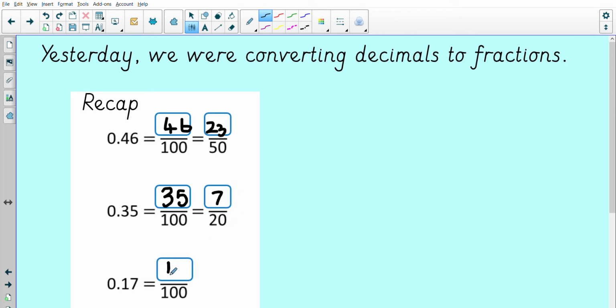0.17 is the same as 17 hundredths. There are no factors which go both into 17 and 100 apart from 1. So this cannot be simplified any further. So now we've practiced converting decimals to fractions, let's think about the other way around.